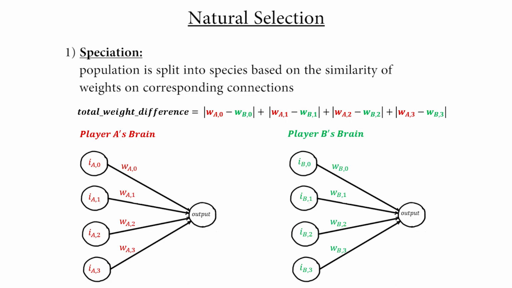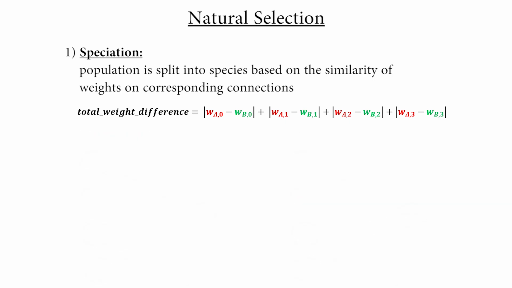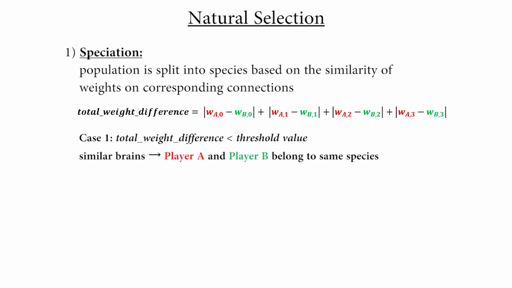To determine whether or not these 2 players that we are comparing are going to be within one species or not, we're going to have a threshold value for the total weight difference. If the total weight difference is below the threshold value, that means the player brains are similar and we're going to put both players into the same species.